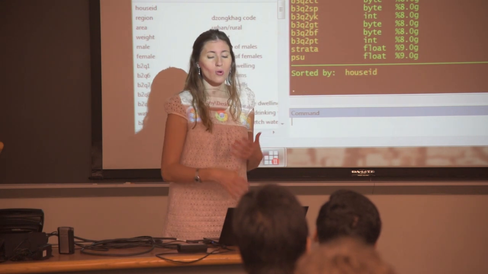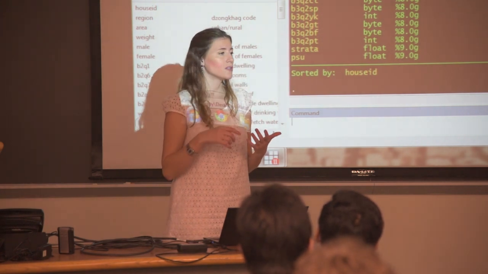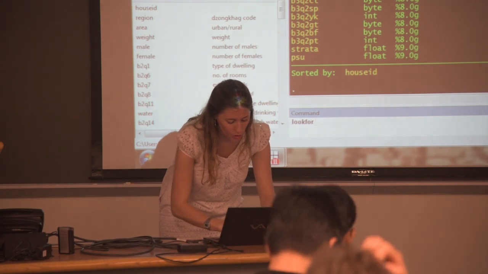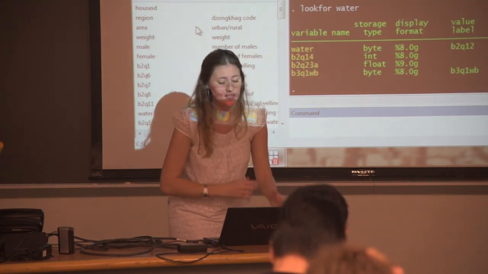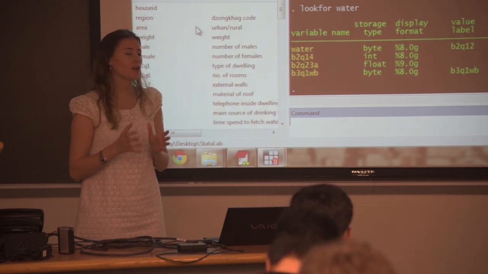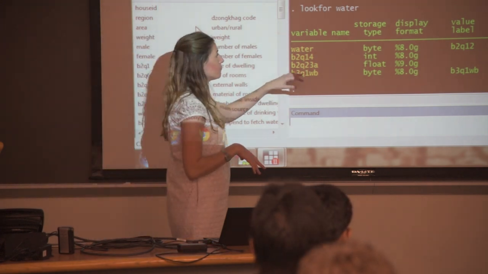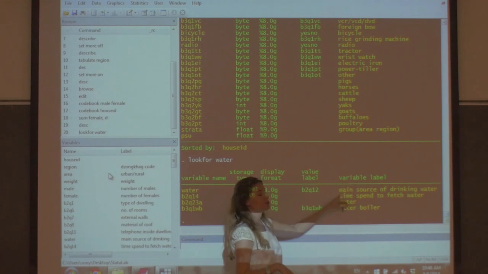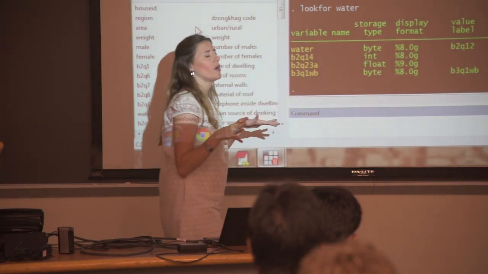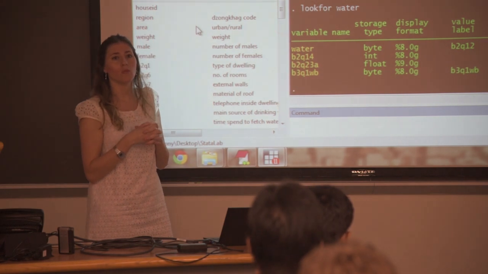So another way to look for an indicator is to use the command lookfor. So you just type lookfor water, and Stata is going to show you all the variables in your data set that have water either in their name or in their labels. So this is a very simple way of getting information that you might need.